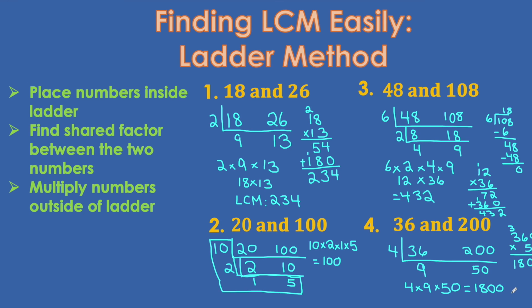Now you see, this ladder method works really well for numbers that are quite large, because you don't want to use the traditional method where we were listing the multiples out. If you had the multiple of 1800, the least common multiple, that would take a really long time. So this ladder method would work really efficiently for bigger numbers.